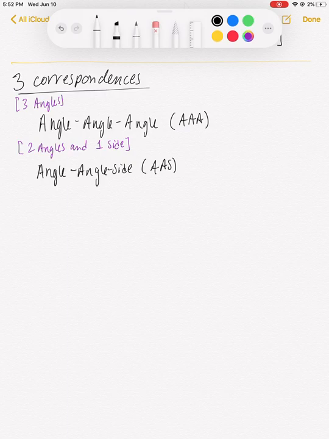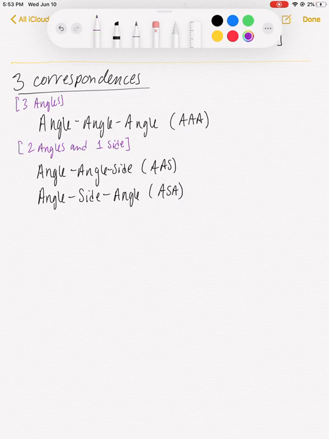Now we can also have a different type of correspondence test where there are two angles and a side, where we put the two angles on the side in the middle between the two angles. Okay, we call that angle side angle because it has two angles from the triangle and the included side that they adjoin. Okay.